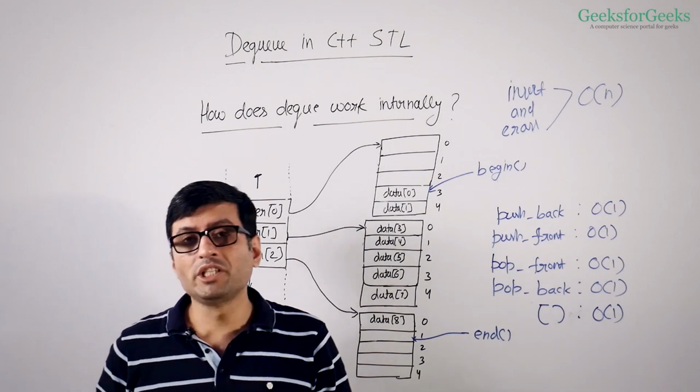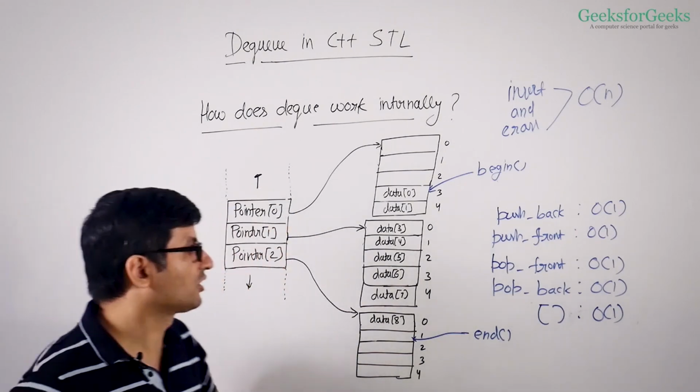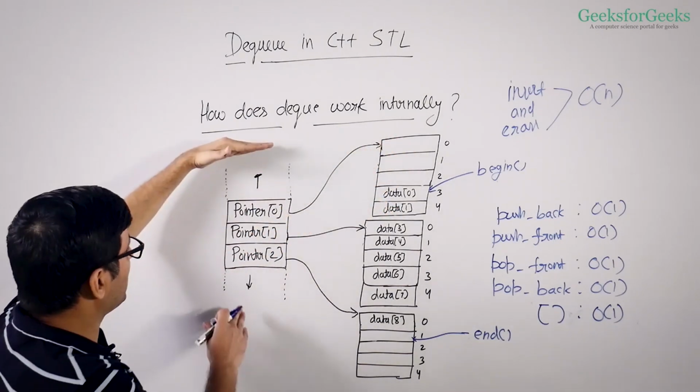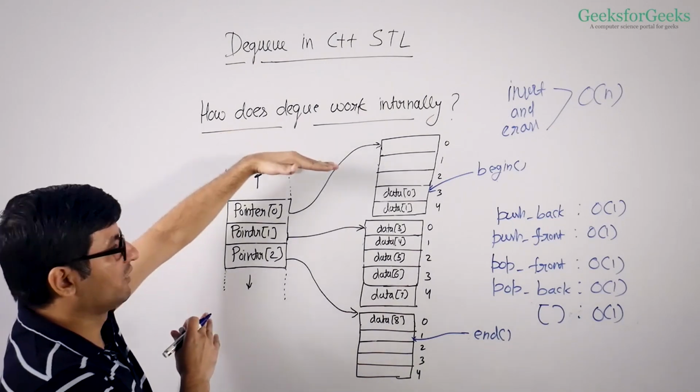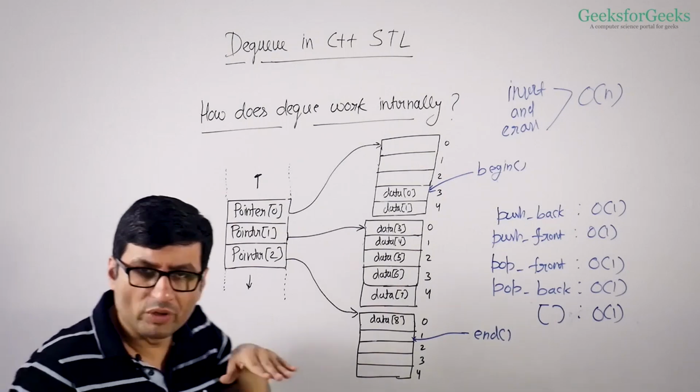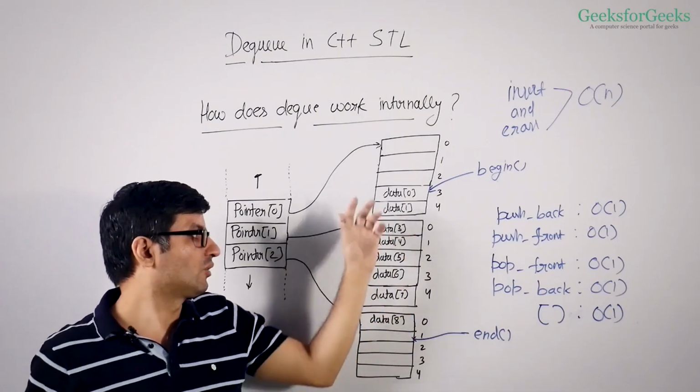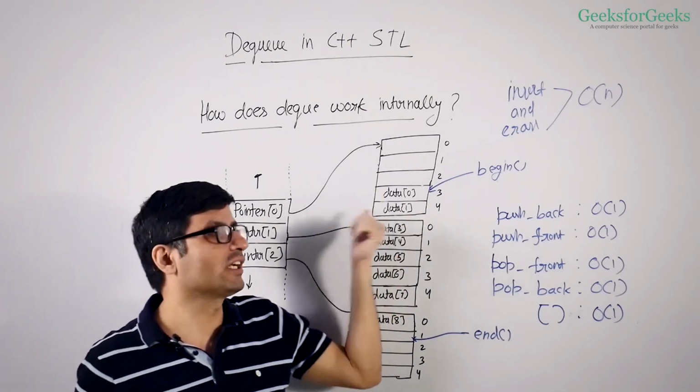Also, resizing happens very rarely because you have some chunks. These may be of big sizes, 100, 100, and then you have an array of these chunks, and this array is very unlikely to become full. You have lots of space that you can use to fill the items, to do push back and push front.